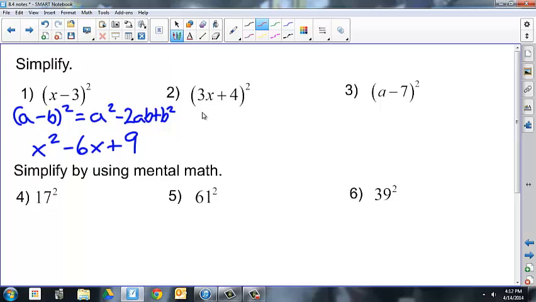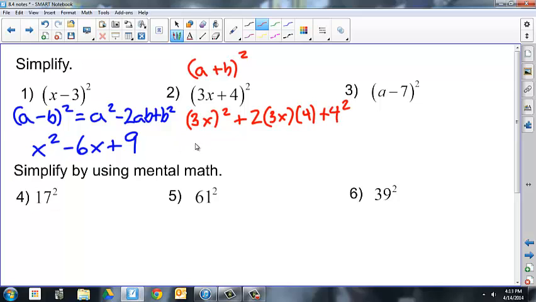3x plus 4 quantity squared. Now this is in the form of a plus b quantity squared. Think of it that way. And so we know the result is a squared, well, that's 3x quantity squared, plus 2 times a times b, plus b squared. Now I'll go ahead and simplify this. So we have 9x squared plus 24x plus 16.